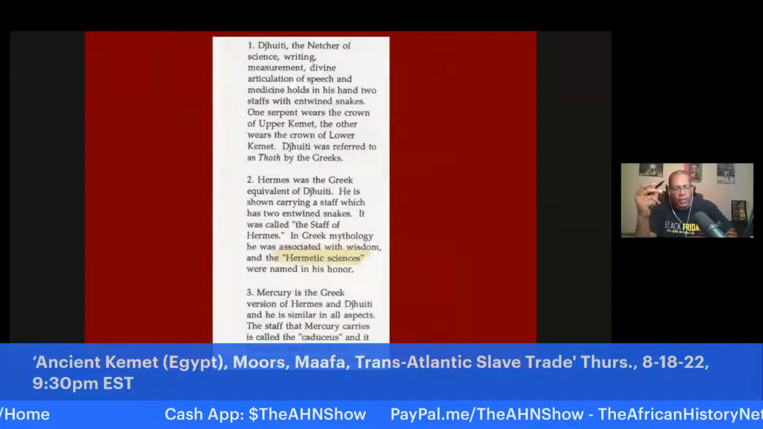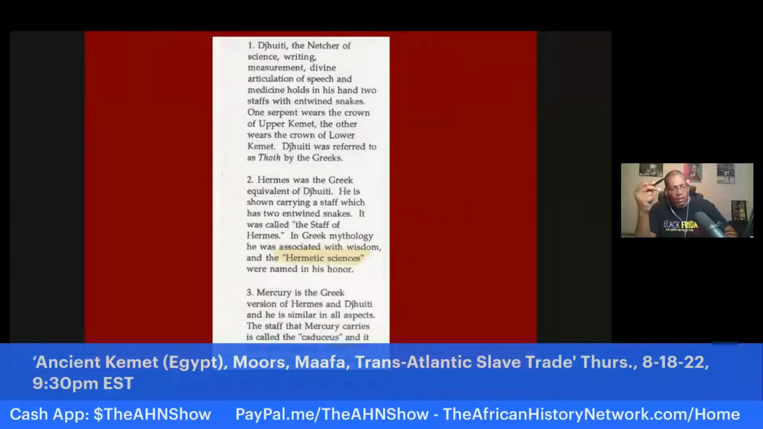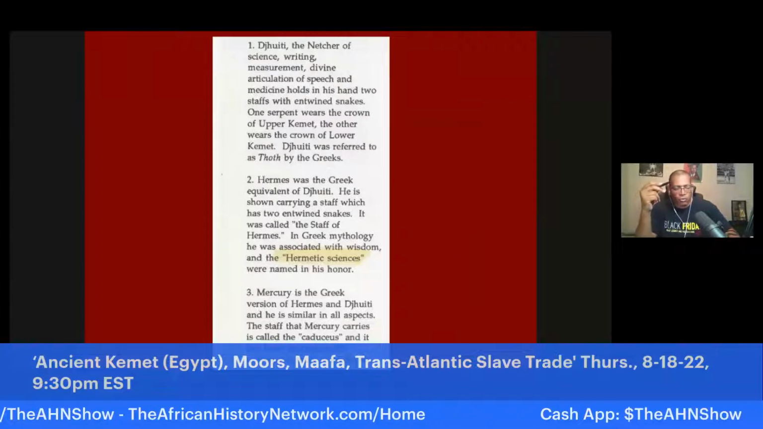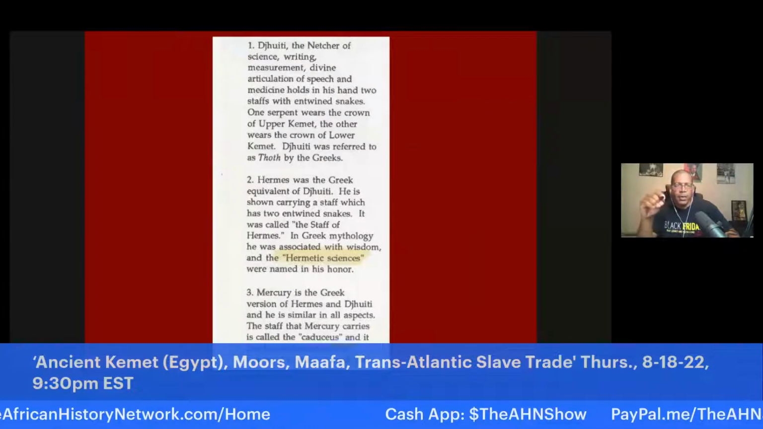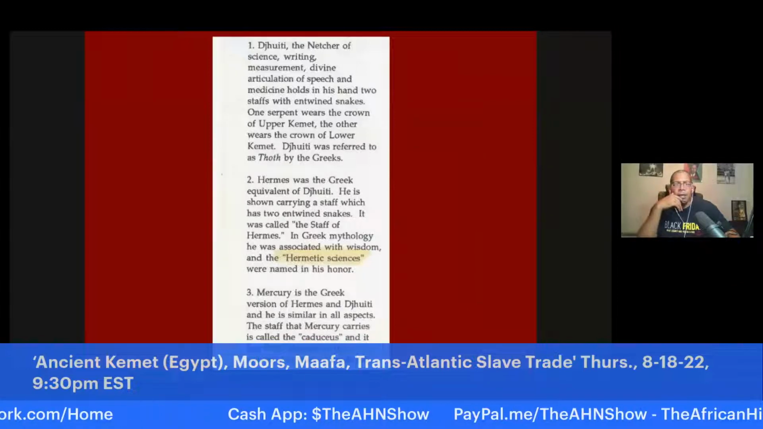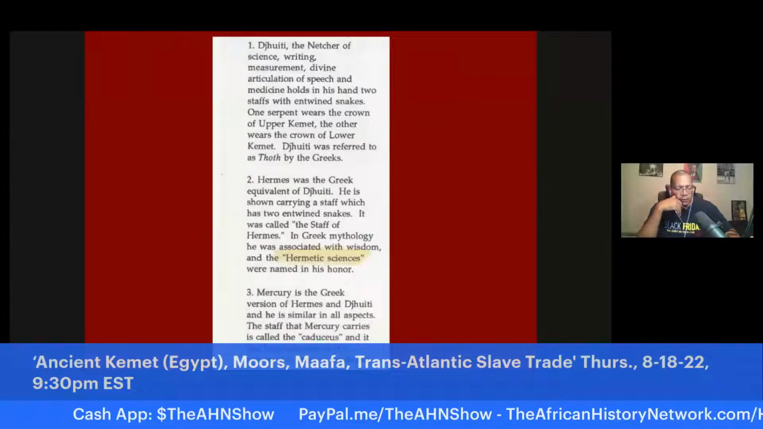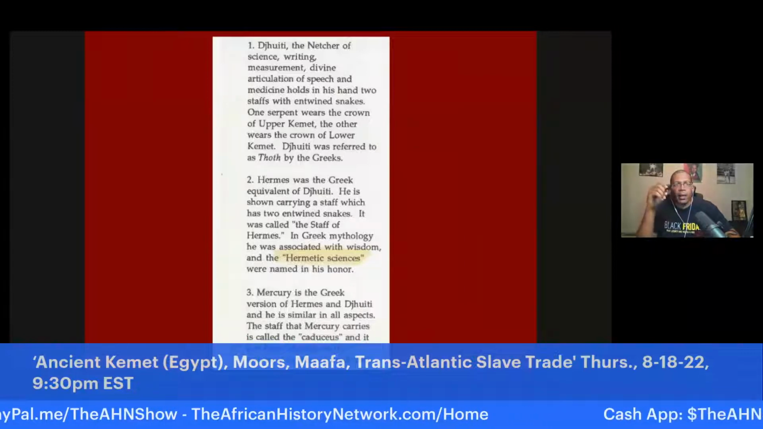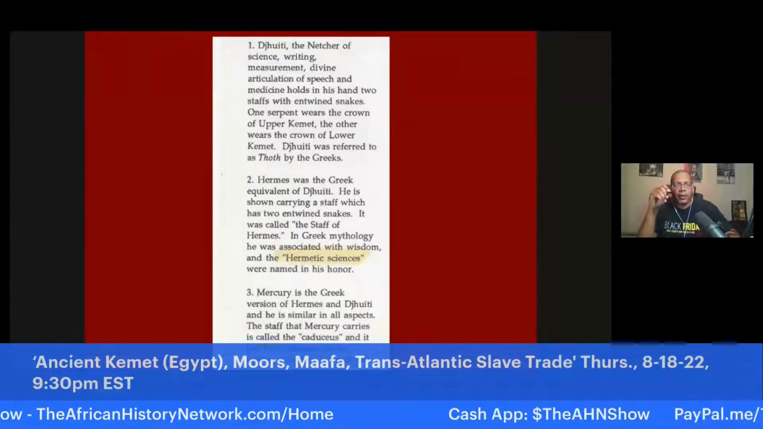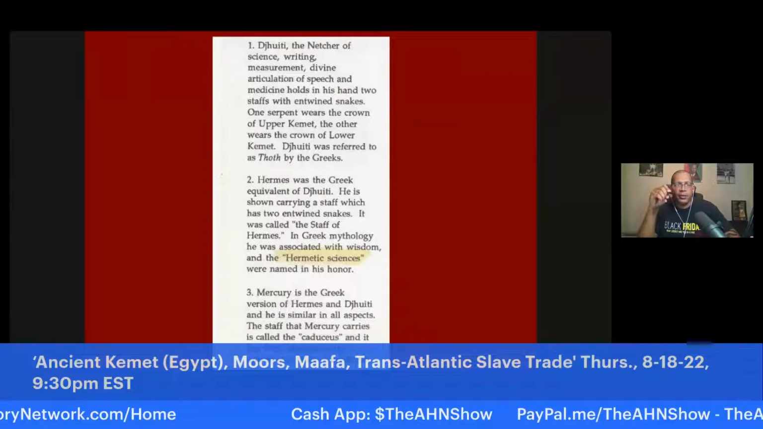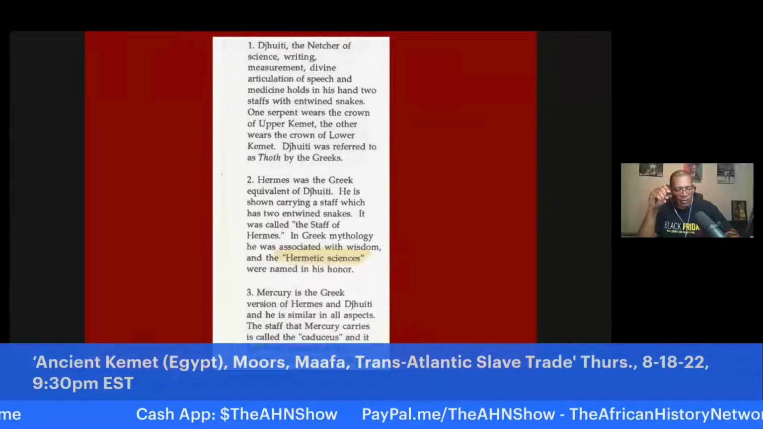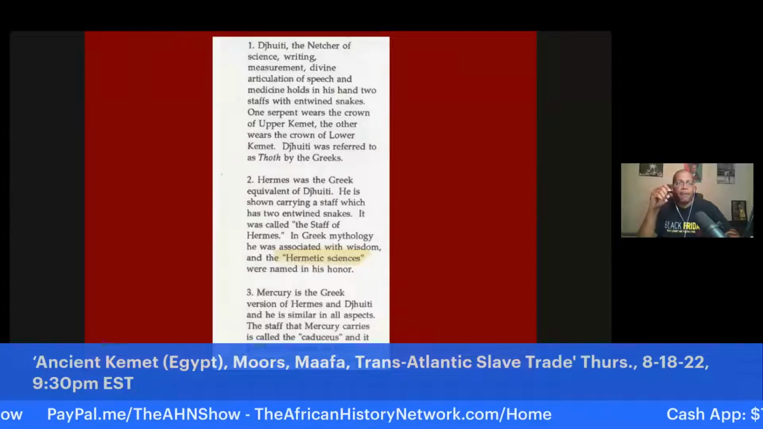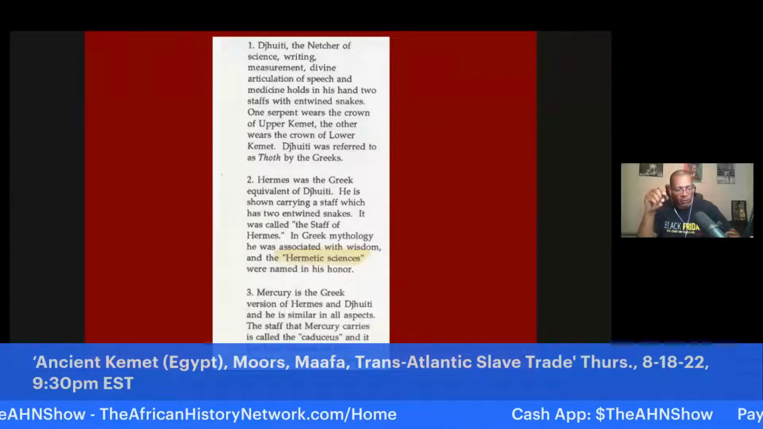So then we have Hermes. Hermes and the books of Hermes are crucial to the teachings of Freemasonry as well. Hermes was the Greek equivalent of the Houthi. He is shown carrying a staff which has two entwined snakes. It was called the staff of Hermes.